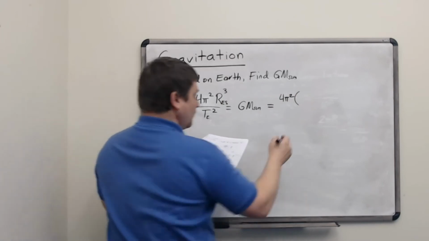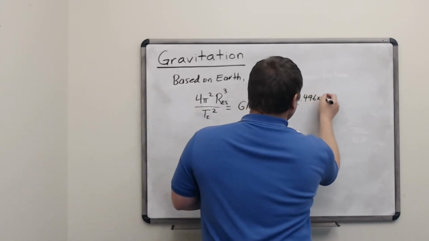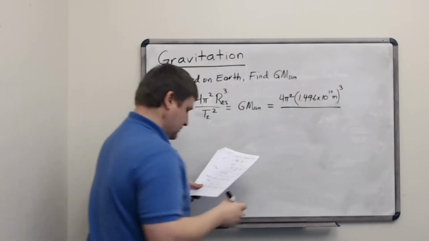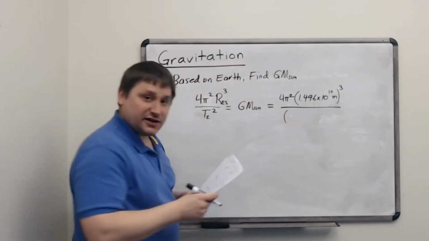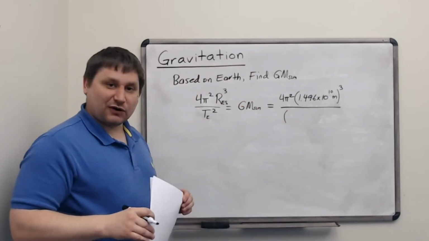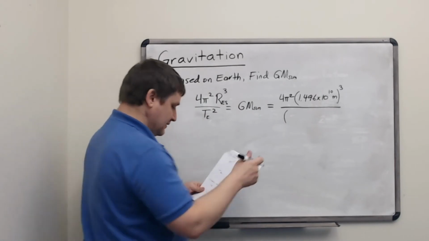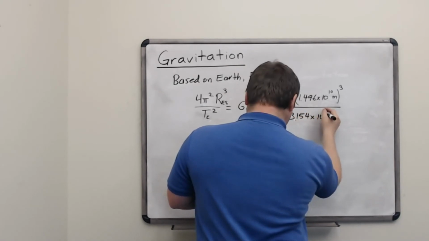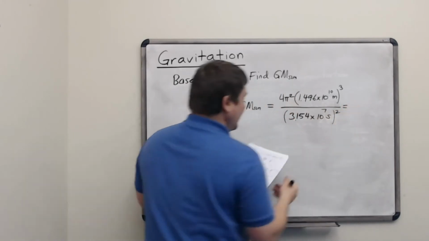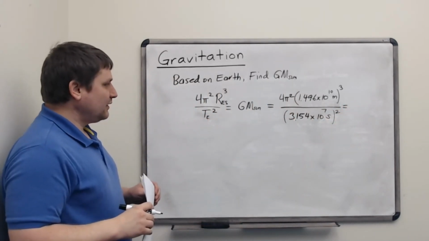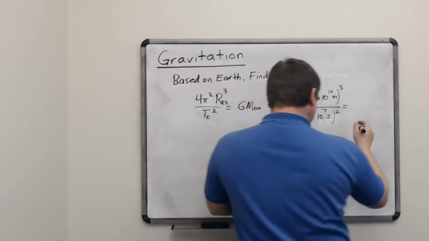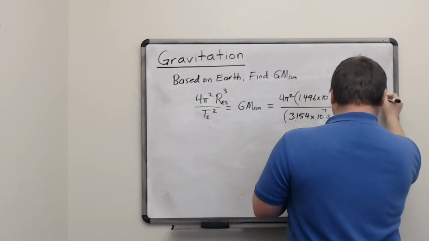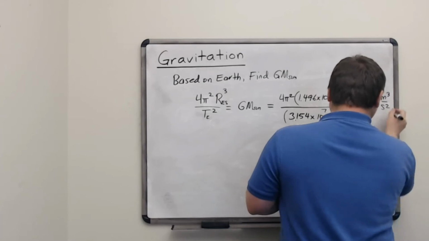The radius of the Earth-Sun orbit is 1.496 times 10 to the 10th meters. That gets cubed. And the period of the Earth is 1 year. But to make the units work out, we'll need to express it in terms of seconds. That's 3.154 times 10 to the 7th seconds. And that gets squared in the denominator. So putting these numbers together, we get a gravitational parameter for the Sun of 1.33 times 10 to the 17th meters cubed per second squared.